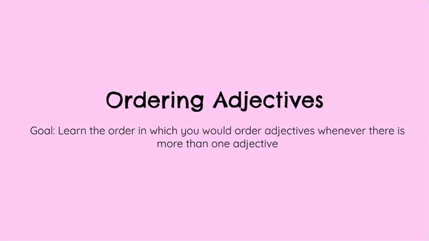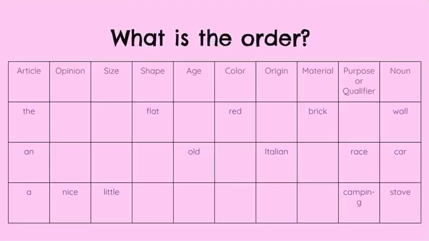So I'm going to show you 3 examples of how I've broken up how to order adjectives. There's a chart and it goes in order from left to right: article, opinion, size, shape, age, color, origin, material, purpose or qualifier, and noun. So this is the clear order, and I also have the 3 examples I talked about earlier. It goes from left to right again in the other 3 rows. The flat red brick wall is the first one, an old Italian race car, a nice little camping stove.